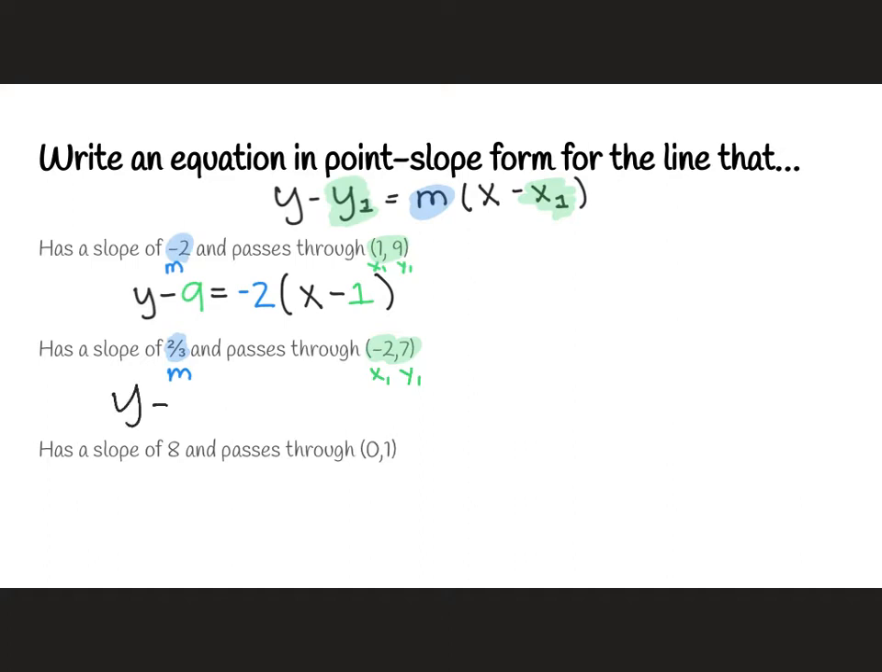Y minus, what's y sub 1? It's 7. Equals m, which is 2/3, times the quantity x minus x sub 1, which is -2. So we know that minus negative equals plus. So we can just do x plus 2 in that case. You could do minus -2, but that's redundant, and you're going to simplify it to a plus. Okay? I want you to pause the video and try to do this last one by yourself.